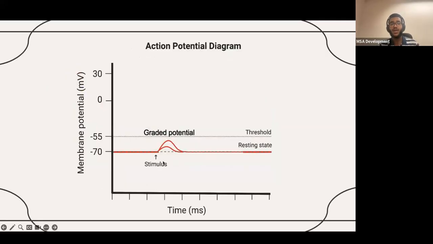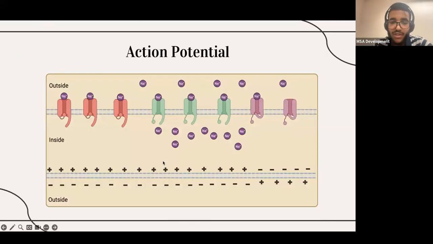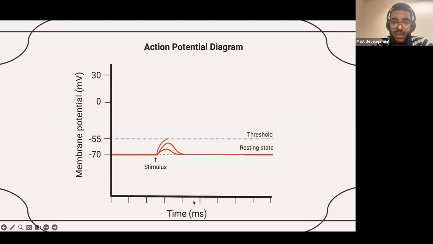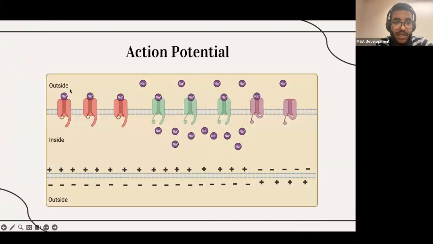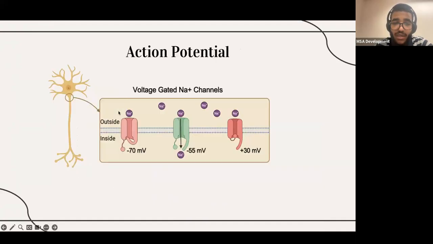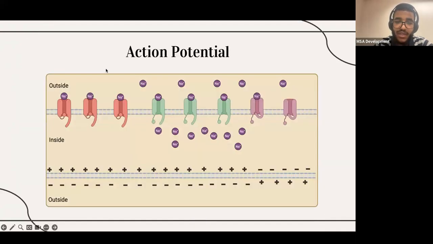Okay, so let's get into a little bit of detail. Let's assume a stimulus happened and threshold was reached. Now the sodium ions over here are trying to get in, but they can't, because the inactivation gates are closed. Okay, and this is indicative of an action potential that happened over here.